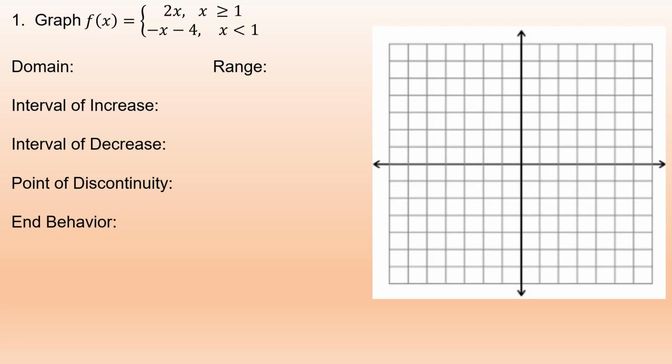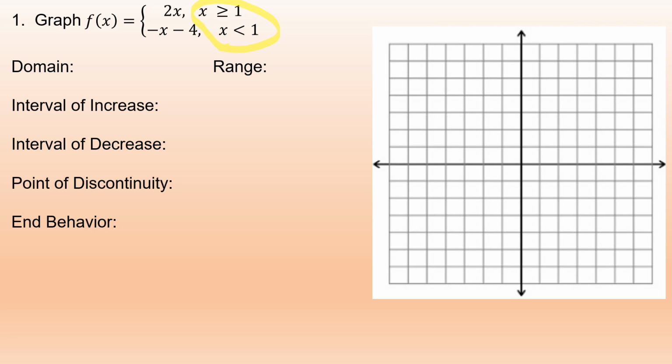So here's our first example. We're going to graph f of x equals 2x, where x is greater than or equal to 1. And then we're going to graph negative x minus 4, where x is less than 1. So these pieces right up here are the areas where the domain is being split.